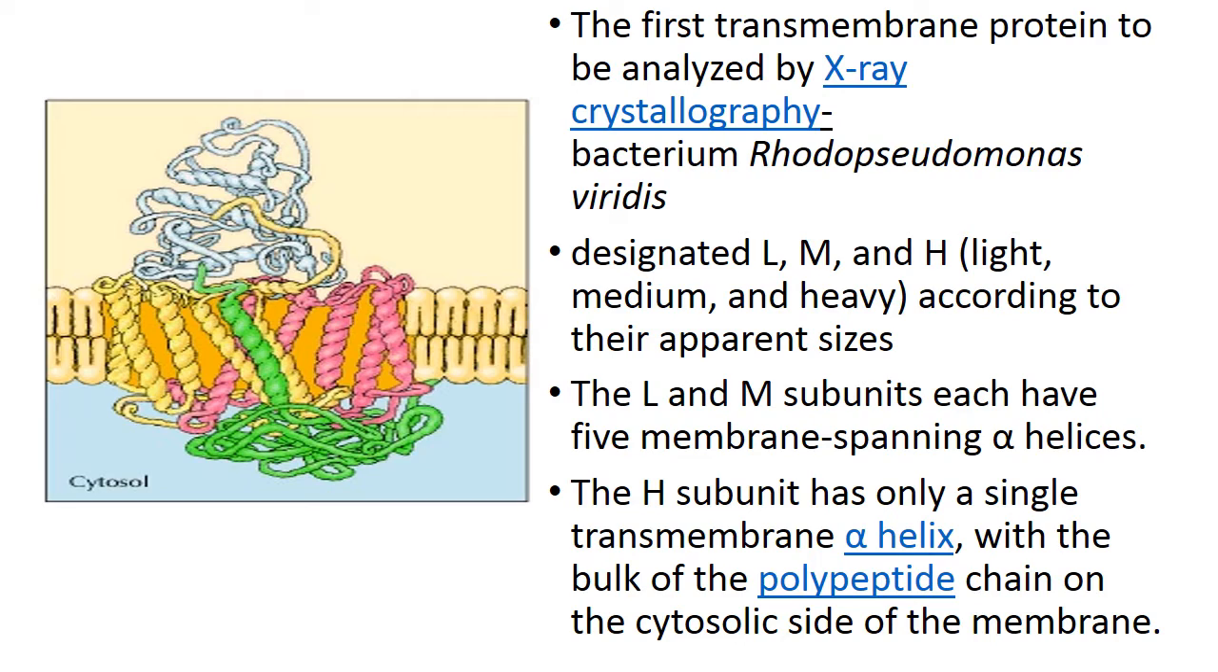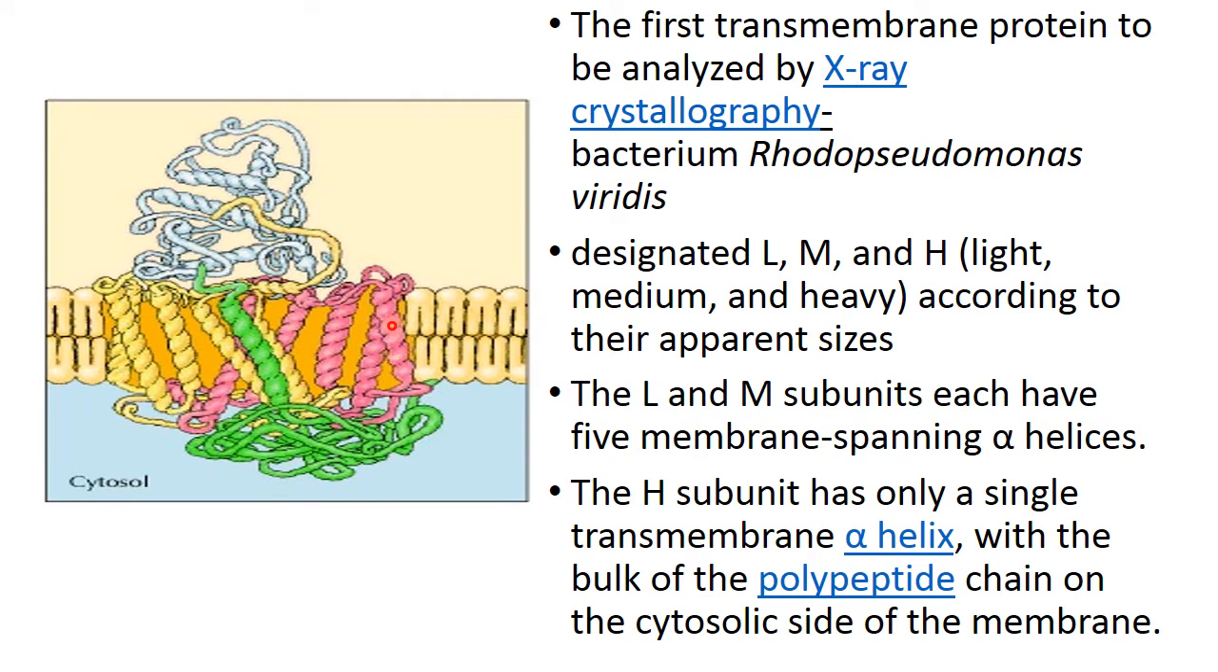Next, another transmembrane protein, the photosynthetic reaction center, is analyzed by X-ray crystallography using the bacterium Rhodopseudomonas viridis. By using this method, the subunits are designated L, M and H. L means light, M means medium, H means heavy, according to their apparent sizes.